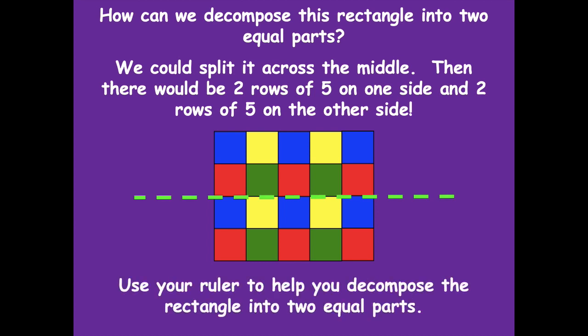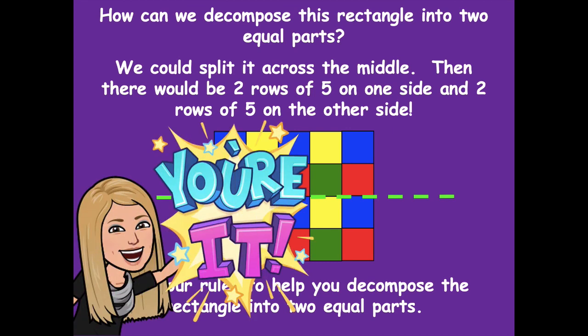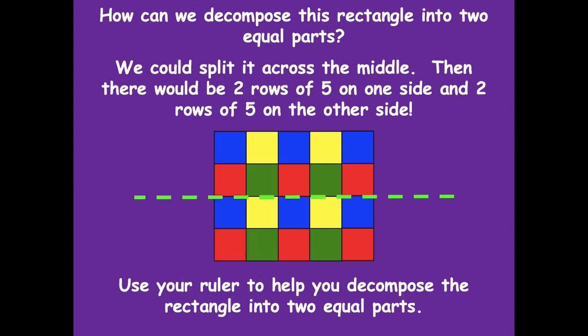All right, so use your ruler to help decompose the rectangle into 2 equal parts. The way that you would use your ruler, friends, is right where my line is across, you're going to kind of sneak your ruler in between those 2 rows and then just use it to kind of push them apart so you can have a space in between. Okay, so pause the video, do that, and then click play when you're ready for the next step.